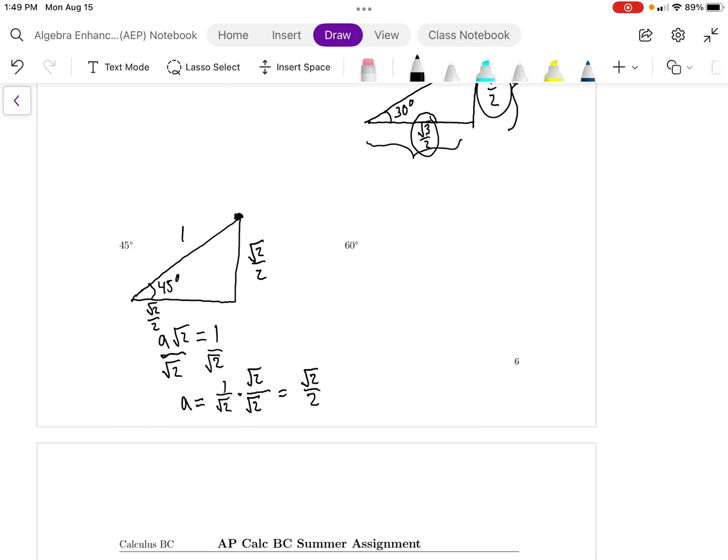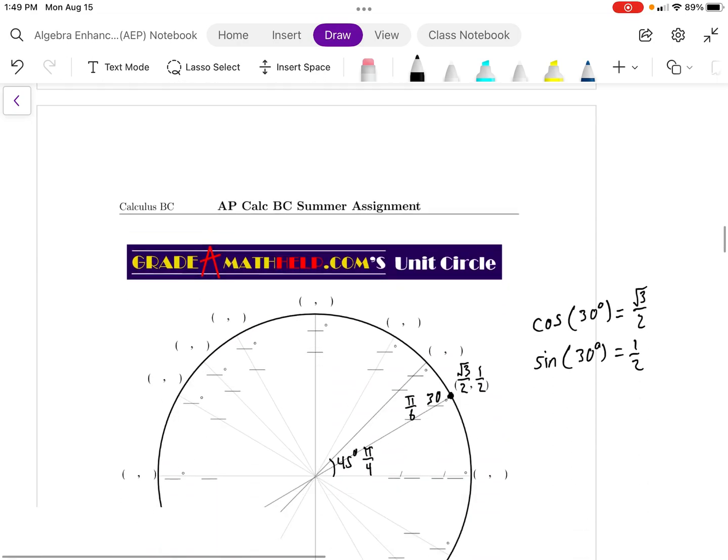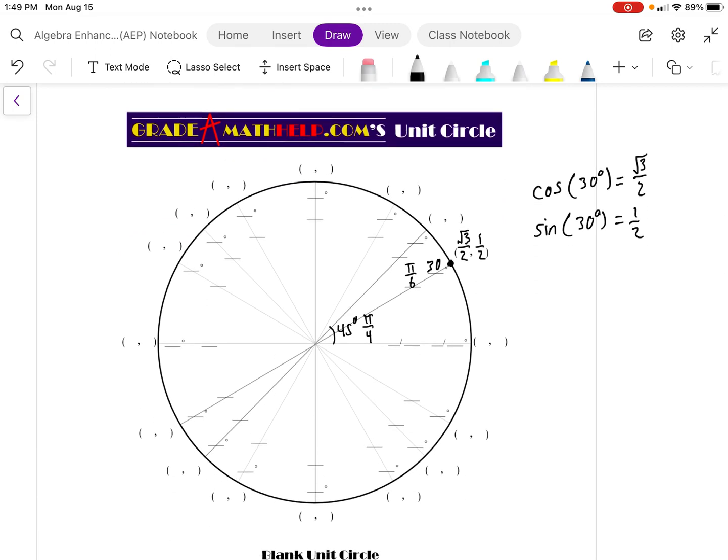So what does this mean? What are the coordinates for this point here? Well, they're equal to the legs of this triangle, which is going to be root 2 over 2, root 2 over 2. So those are the coordinates for our 45-degree angle, right? So in radians, remember this is pi over 4, or 45 degrees. And our coordinates are root 2 over 2, root 2 over 2. All right, we're almost done here.